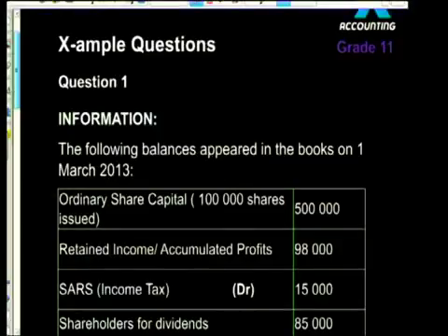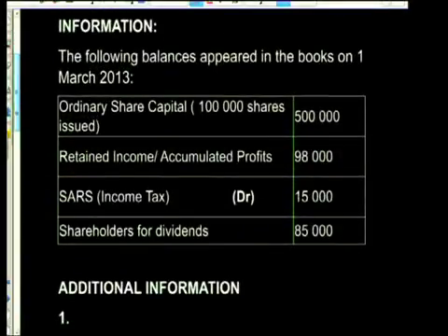What information do we have? These are my balances on the 1st of March 2013, right? There's my ordinary share capital, there's my retained income. My retained income, just to explain to you, sometimes we use the term accumulated profits. Same thing, just another name for it.